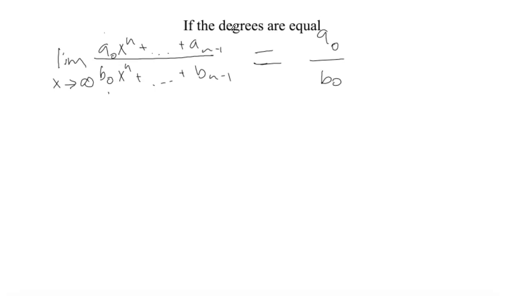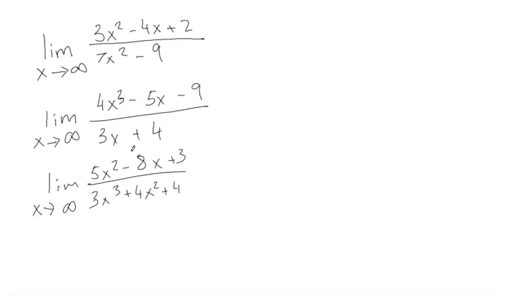Now let's move on to some problems. Now we have 3 problems. So the limit as x tends to infinity of 3x squared minus 4x plus 2 over 7x squared minus 9. Since the degrees of the leading terms of the numerator and the denominator are equal, 2 is equal to 2, we can say that this is equal to the leading coefficient of the numerator, 3, divided by the leading coefficient of the denominator, 7. This is equal to 3 over 7.